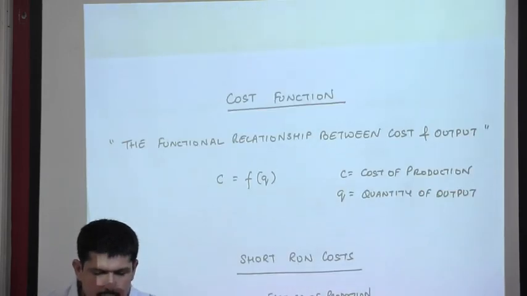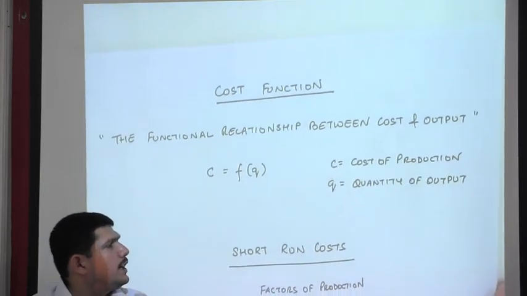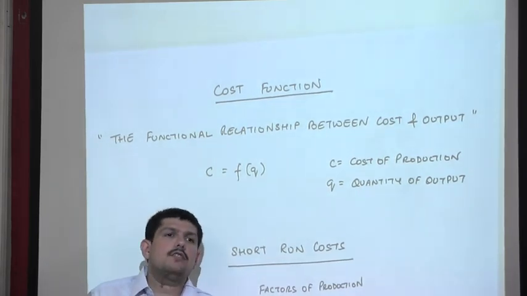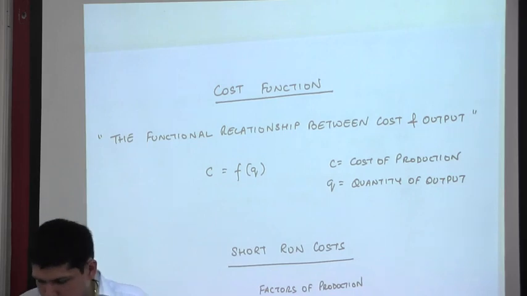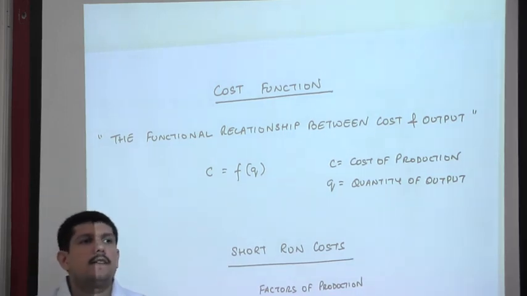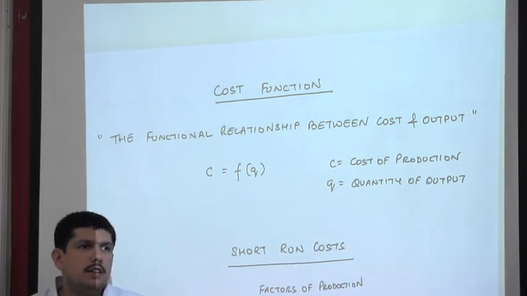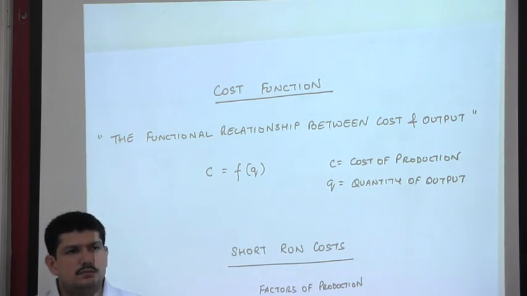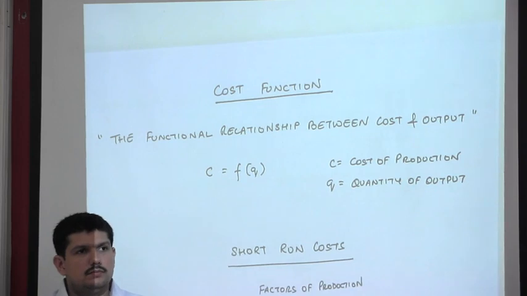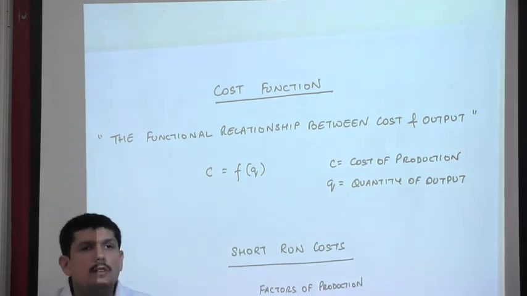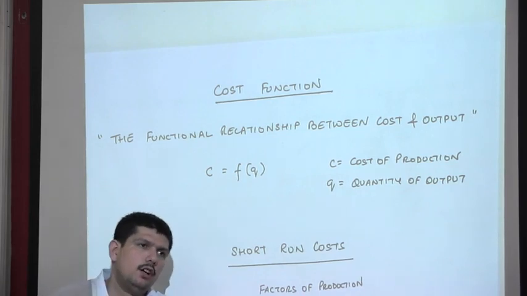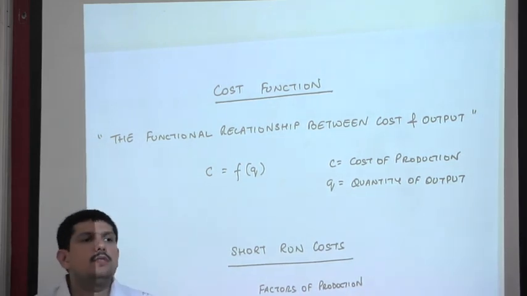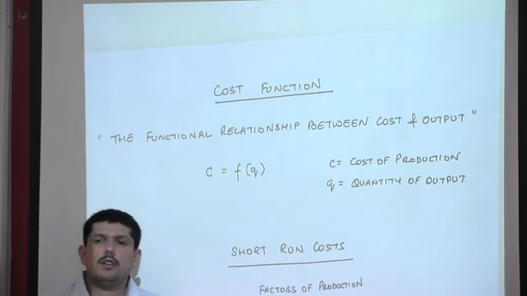Right, before doing that, let us understand what we mean by the cost function. Theek hai, last class mein hum logo ne kara tha na production function. Shivam, what is production function? It is a technological relationship between the inputs and outputs. So what does this relationship explain? It states what is the maximum amount of output which can be obtained from a given quantity of input, and the minimum quantity of input which is required to produce a given quantity of output.